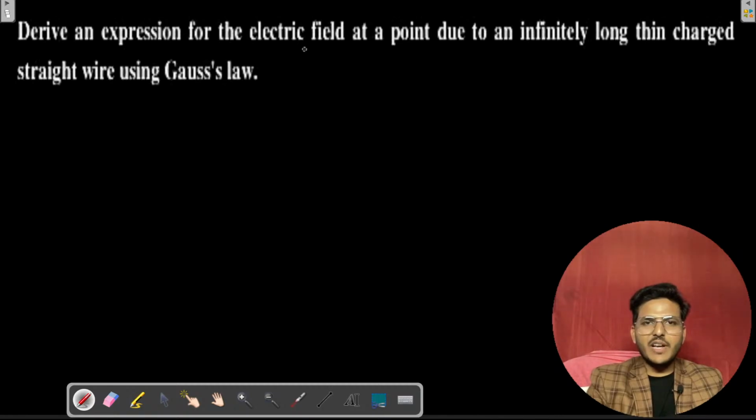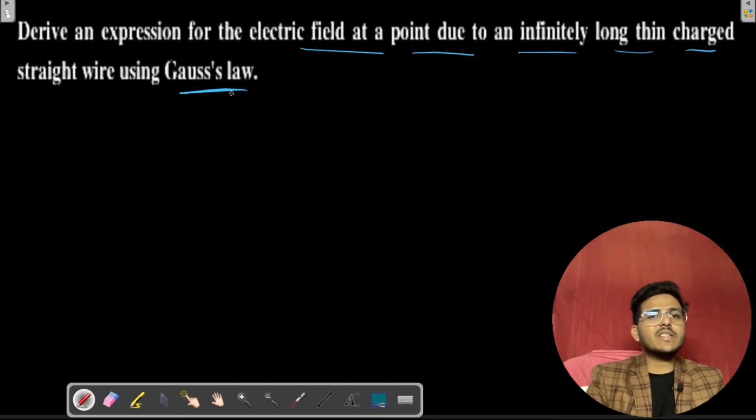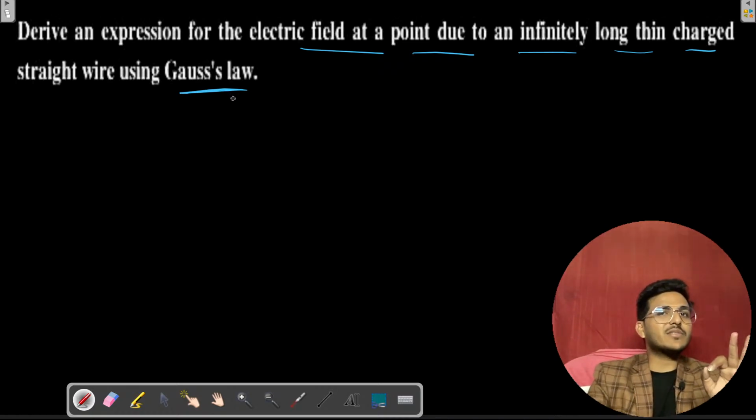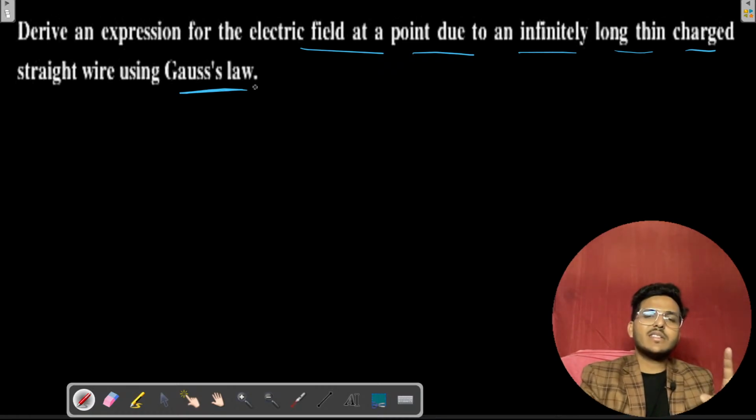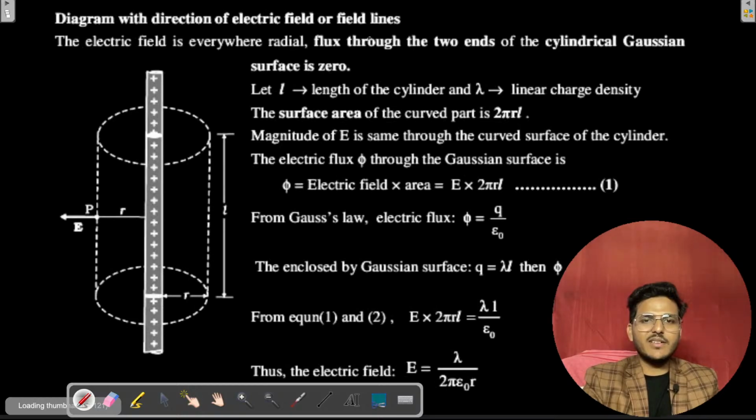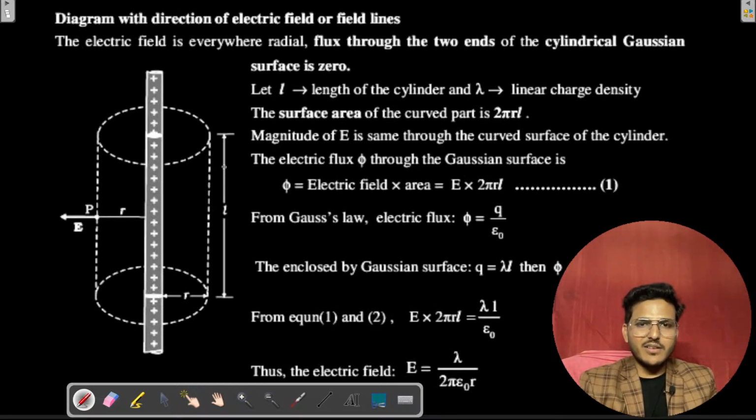Derive the expression for electric field at a point due to an infinitely long charged wire. See, that's why I am calling this one a very important question. This is the same question as we discussed earlier, right?